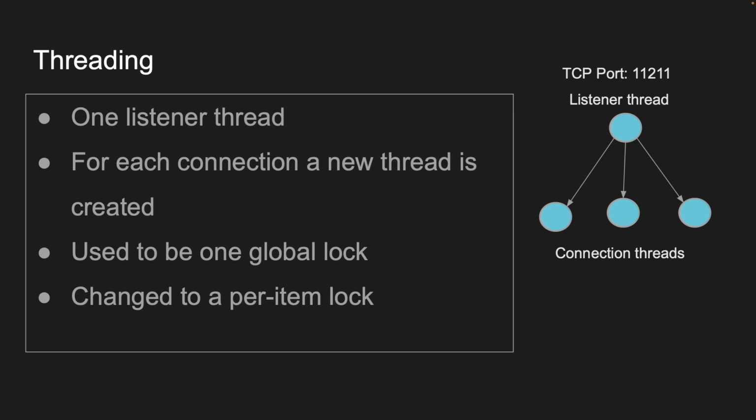Here's the threading model for Memcached, right? Because it accepts clients, it has to have networking. So what they do is they listen on a TCP port. That means they support Transmission Control Protocol. That's the native transport that they support.